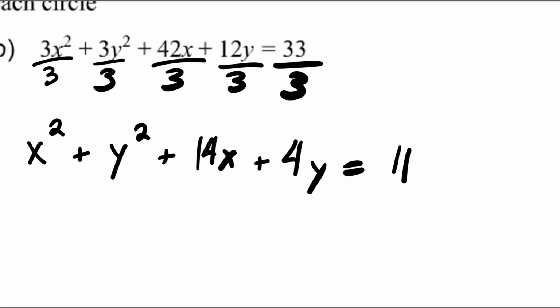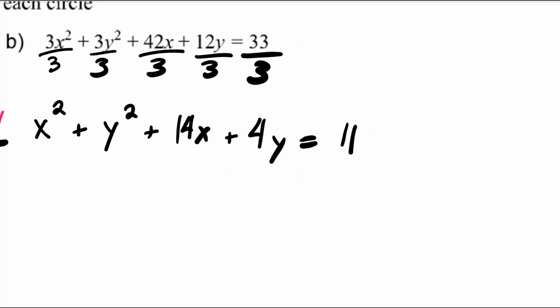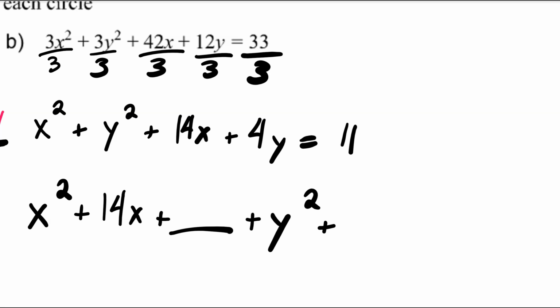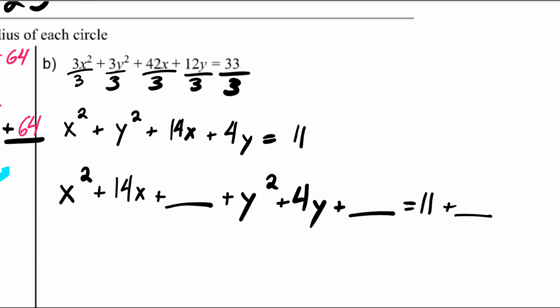Now I run into another issue where my x's and y's are separated. So I'm going to rewrite it so that my x's are grouped together. So my 14x is by my x. I'm going to leave a space after there. Plus y squared plus 4y. I'll leave a space after that as well. Equals 11 plus blank plus blank.